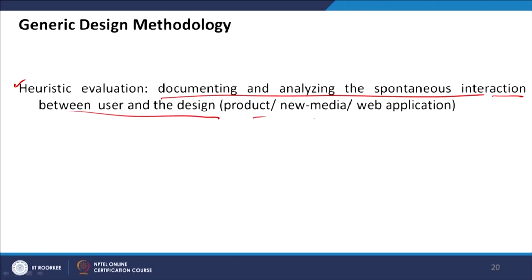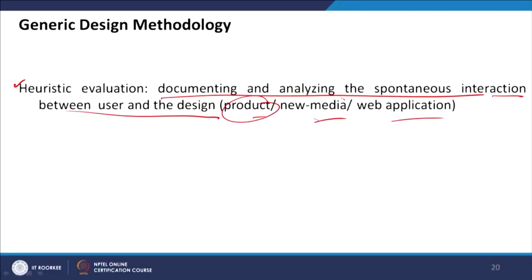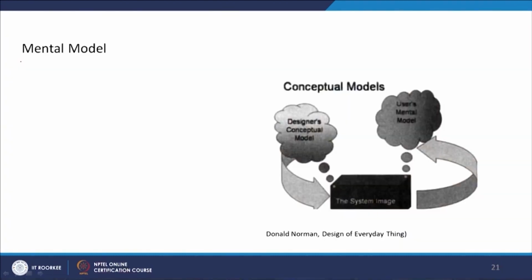It can be in product, it can be in new media, it can be in web design. So this is a characteristic of inductive design research, where the research or the design starts from observing people or observing the phenomena. In product design and new media, mostly within visual communication and web application, UI UX, everywhere this process can happen. Then another interesting theory is the mental model.